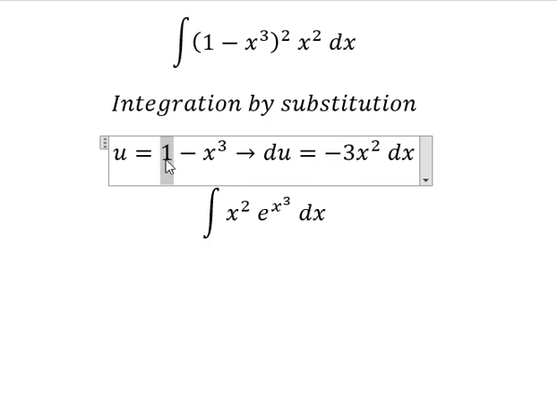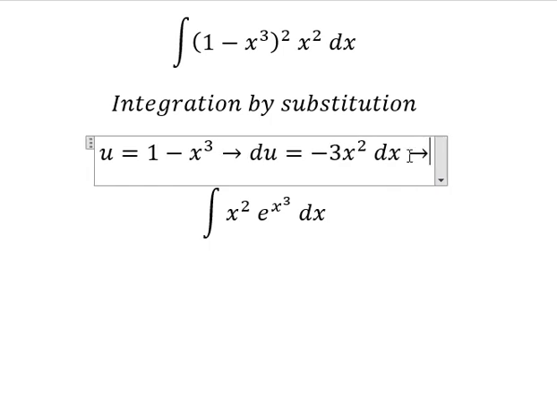The first derivative of 1, you get 0. The first derivative of s to the power of 3, you get 3s squared. Later, we don't have negative 3 in here, so we need to divide both sides by negative 3.